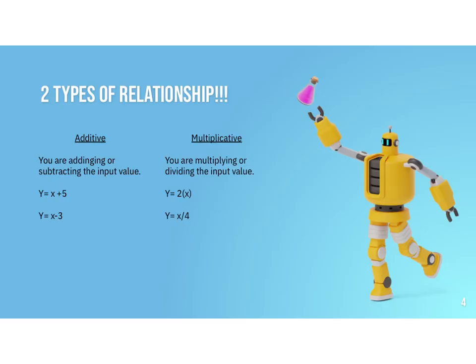So there are two types of relationships that we're going to be talking about, okay? Additive and multiplicative. Those are the two types, and those are the only two types that we are focusing on in sixth grade math. For pre-AP, we'll be talking about some other things a little bit later on, but right now we're only focusing on additive and multiplicative. So let's just look at additive real quick.